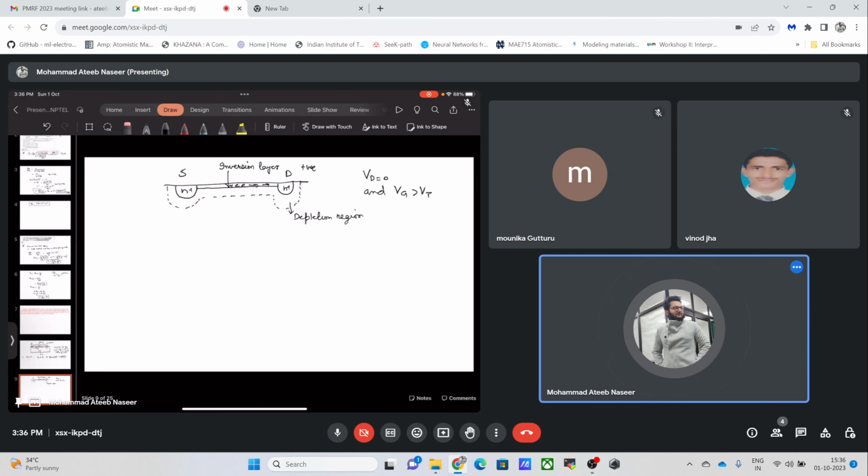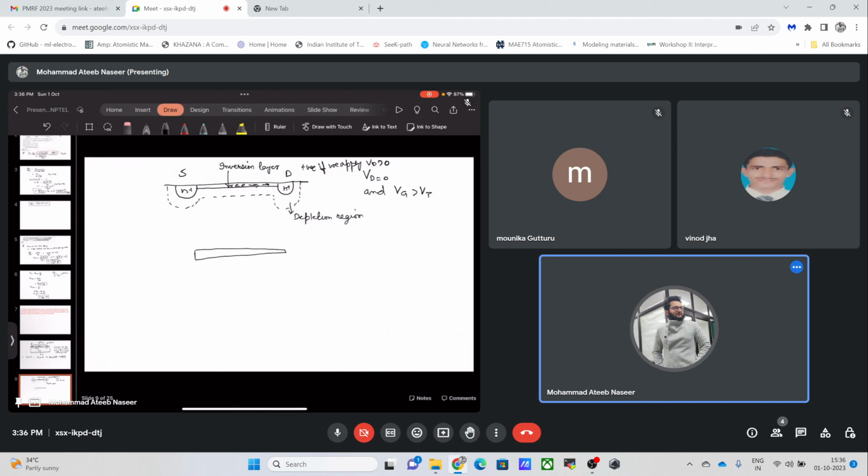Because of this, if we apply VD greater than 0, this VD greater than 0 will attract the electrons, and as a result, this inversion layer will look somewhat like this. Let me draw it like this. It would be a bit tapered.